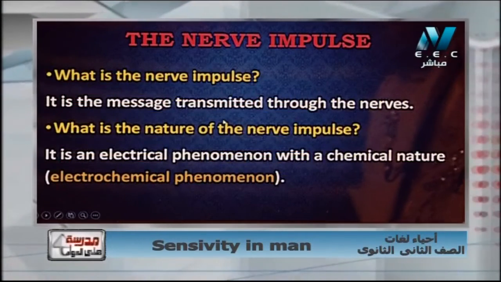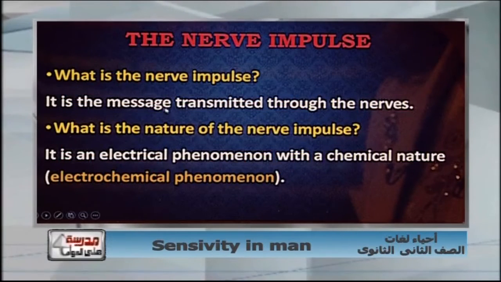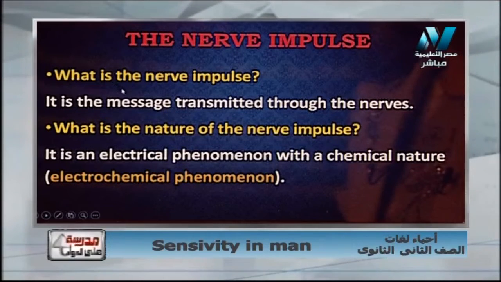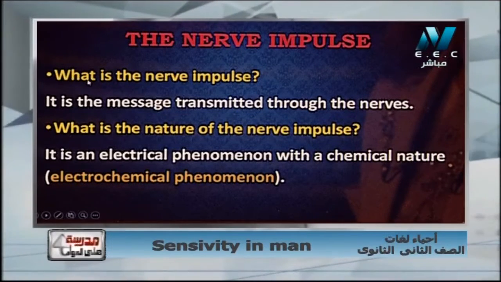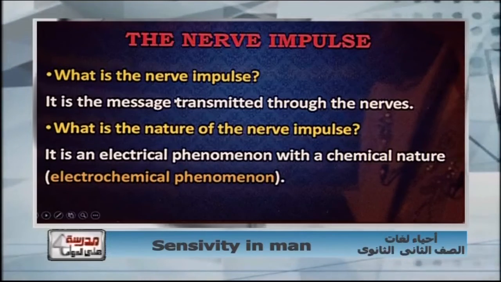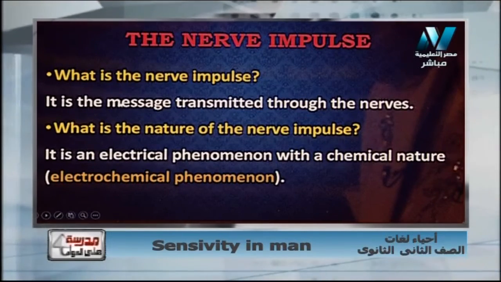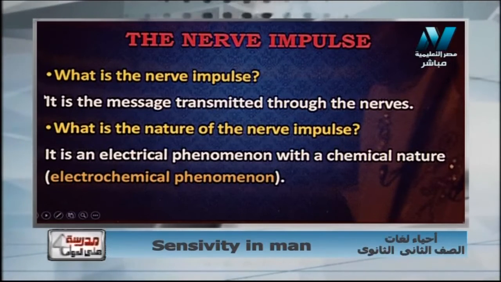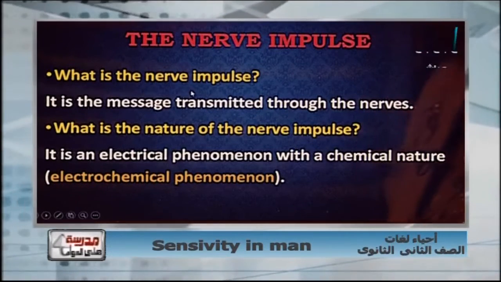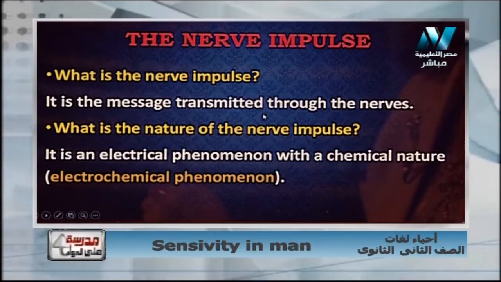And now, how does the nerve impulse transmit along the nerve cell? As we said, the nerve is composed of axons. So what we are going to study now is the transmission of the nerve impulses across these axons until they reach their target. What is the nerve impulse? The nerve impulse is a message transmitted through the nerve.